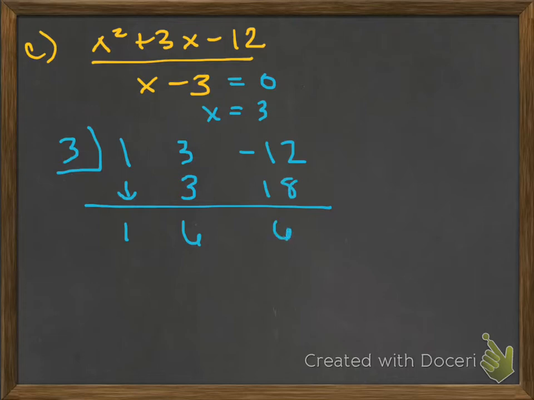To interpret my answer, I started in the second power, I divided it, that means I'm down to the first power, so I have 1x plus 6. And now my remainder, I have 6 left over from the x minus 3 that we divided by.